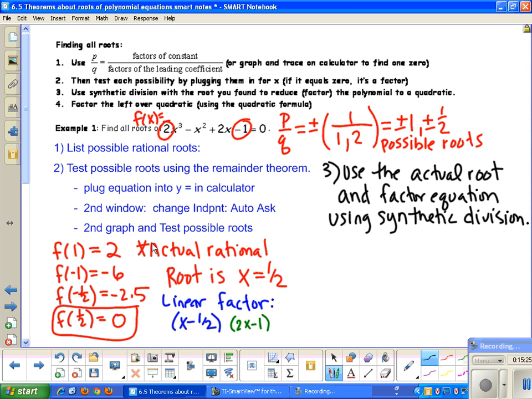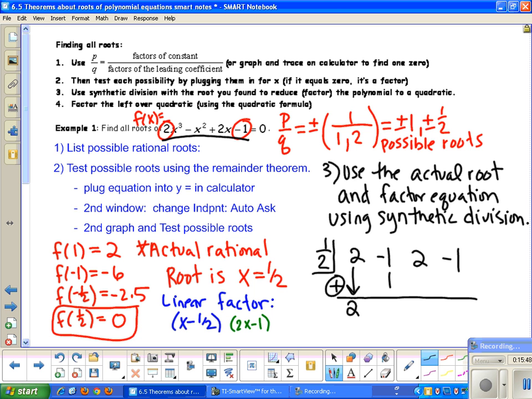So since my 0 was 1/2, that's what goes in the box, 1/2. And remember, when you're doing your synthetic division, your polynomial equation has to be in standard form with no missing 0 placeholders, which we are. So then we have 2, -1, 2, and -1. And remember, we add for synthetic division, bring down your first number, which is 2.